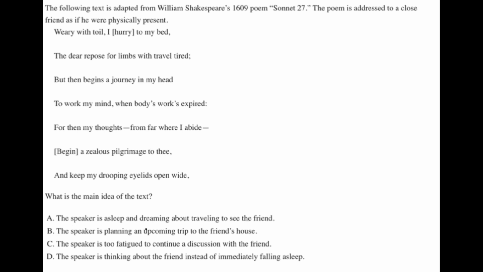The speaker is asleep and dreaming about traveling to see the friend. That's A. But as we know, he's not asleep. B. The speaker is planning an upcoming trip to the friend's house. But we know he's resting in some way, and that covers the first half of the passage, so this is not the main idea. C. The speaker is too fatigued to continue a discussion with a friend. He's not talking with a friend, simply thinking about him, so this can't be the right answer.